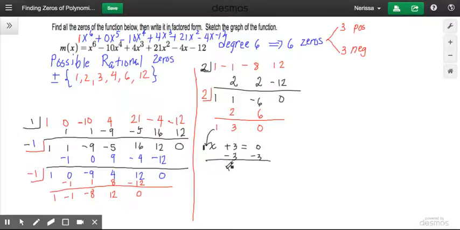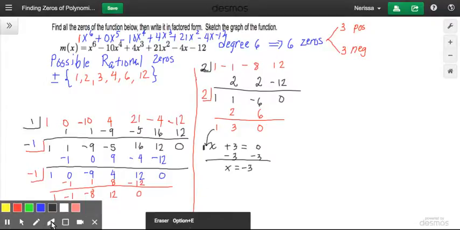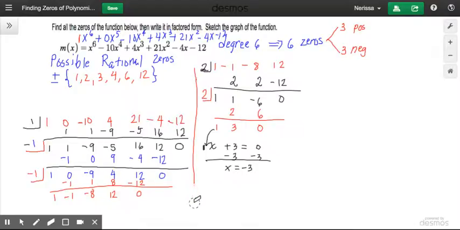And then I'm going to have x equals negative 3. This is the last 0 I'm looking for. So what zeros did we get? We got 1, negative 1, negative 1, 2, 2, and negative 3. So let me just list all the zeros.